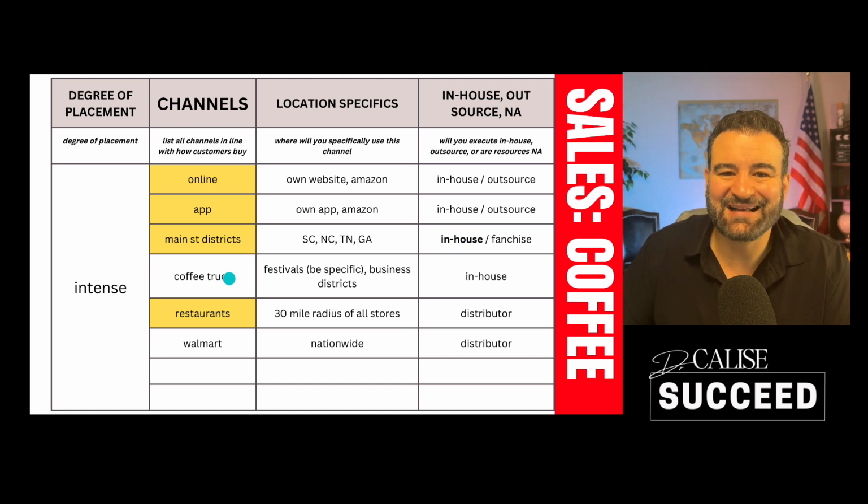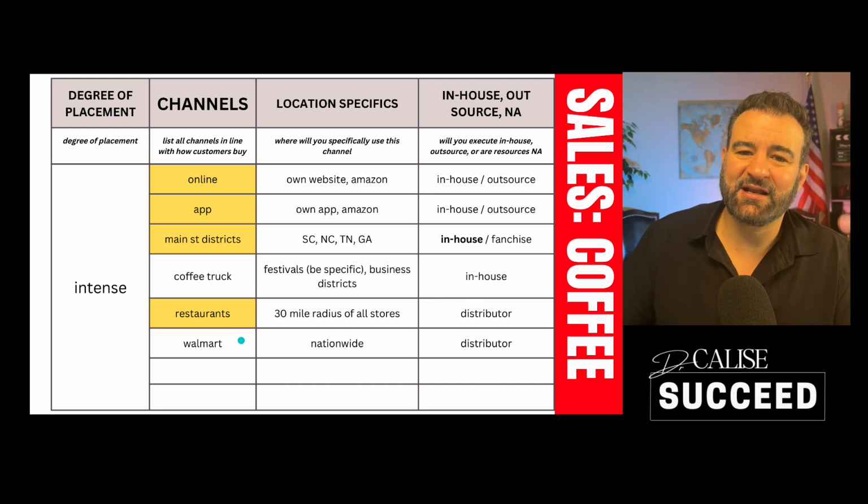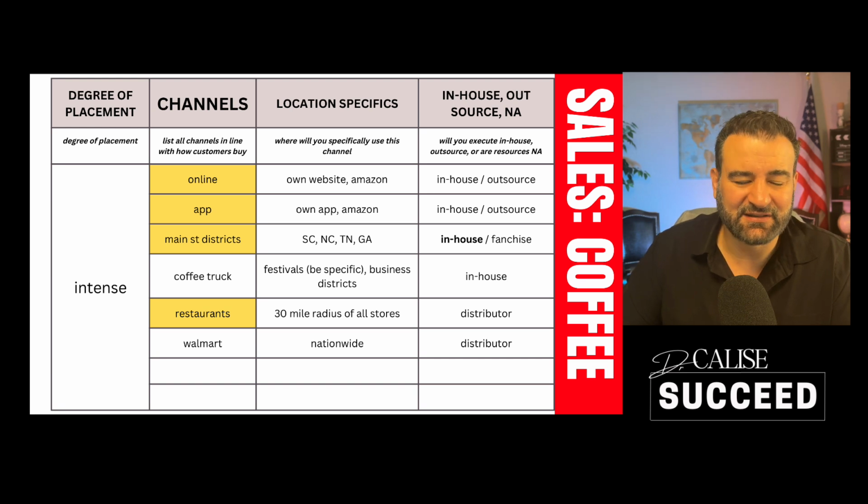Coffee truck, fantastic idea. I just don't have the resources for it yet, so I'm going to put it on hold. I want to do it, but we're going to wait a tad bit for it. Okay, restaurants distributed, that's great. Walmart, seems like a great idea, but with all those returns, I'm just not ready for it yet. I want to start this first, and then I can expand to other elements later, right? So that's what we're talking about. What do you have the resources? What do you have the capability? What channels are you going to select?